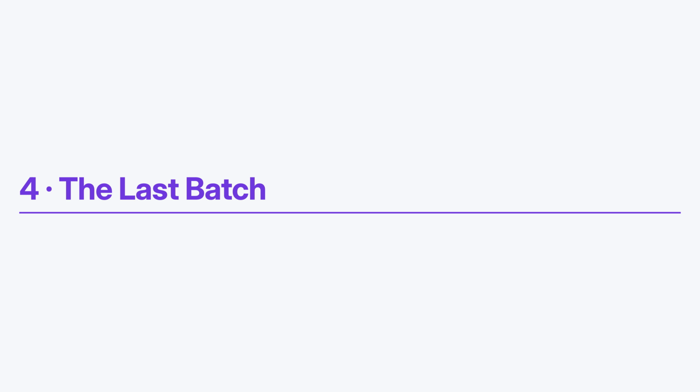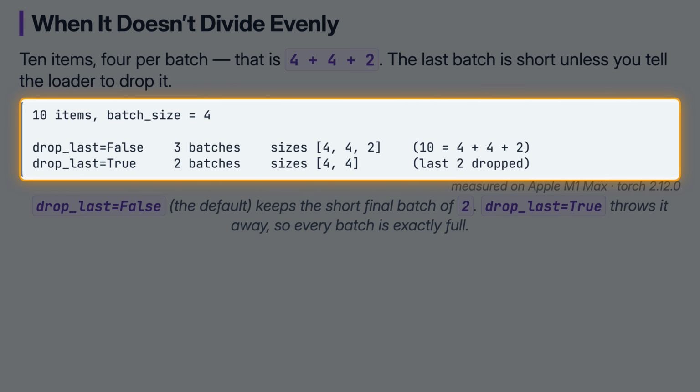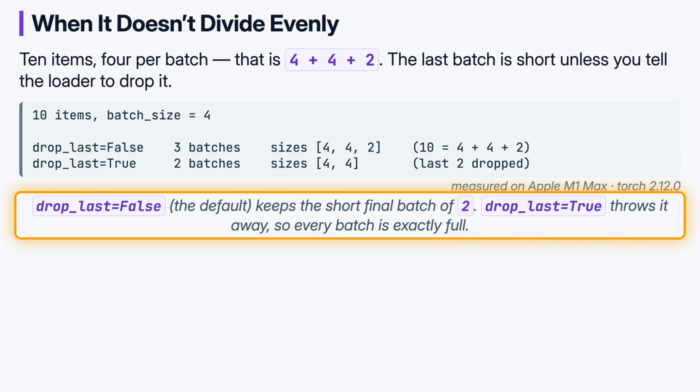And fourth, the last batch. What happens when the count does not divide evenly? Take 10 items with batch size 4. 10 does not divide by 4. With drop_last=False, you get 3 batches. Their sizes are 4, 4, and 2. With drop_last=True, you get 2 batches of 4. drop_last=False is the default. It keeps the short final batch of 2. drop_last=True throws that batch away. Then every batch is exactly full.